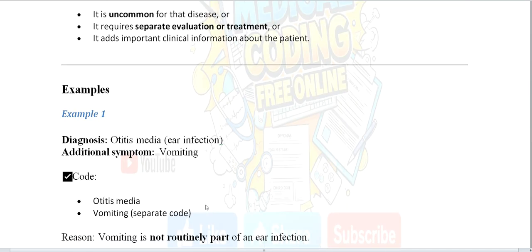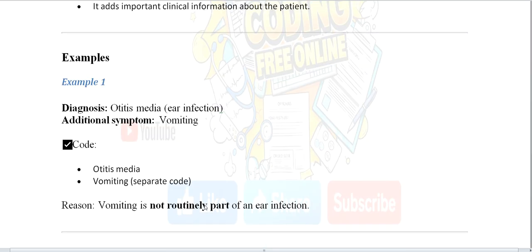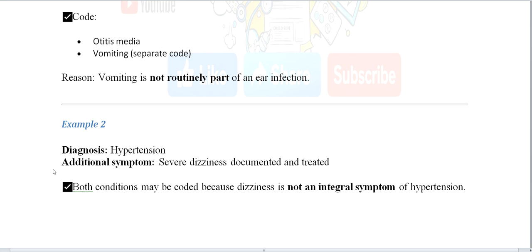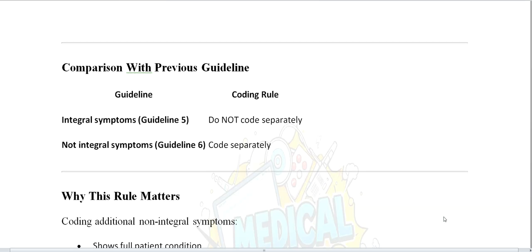So, example: diagnosis otitis media, ear infection, additional symptom vomiting. Code otitis media, and vomiting with a separate code. Reason: vomiting is not routinely part of an ear infection. Next, example two: diagnosis hypertension, additional symptom severe dizziness, documented and treated. So both conditions may be coded, because dizziness is not an integral symptom of hypertension. So, comparison with the previous guideline: integral symptoms, do not code separately. Not integral symptoms, code separately.